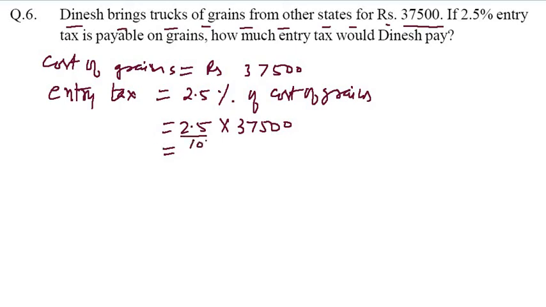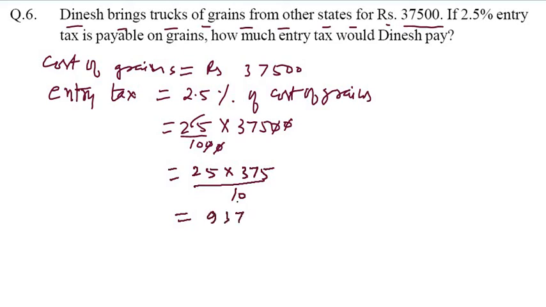It is 2.5 upon 100. Now remove the decimal and put the 0. So 0 will be cancelled out. So we get 25 into 375 upon 10. And multiplying and dividing, we get 937.5. So that one is the answer. So you can write here entry tax is 937.5.